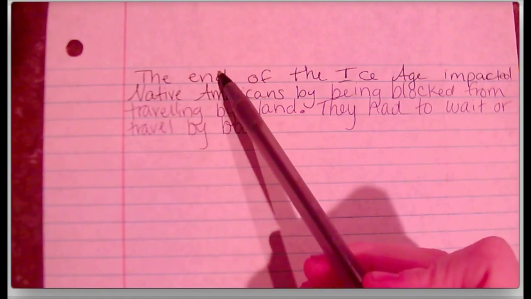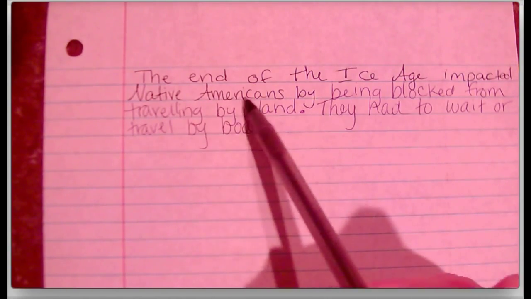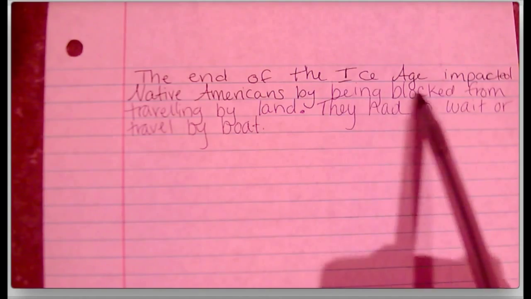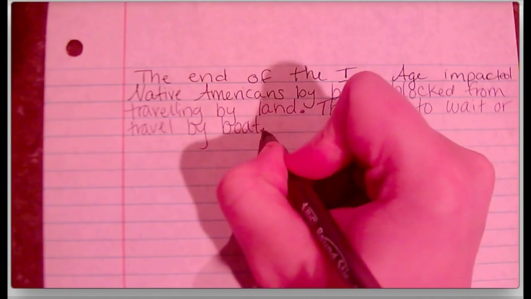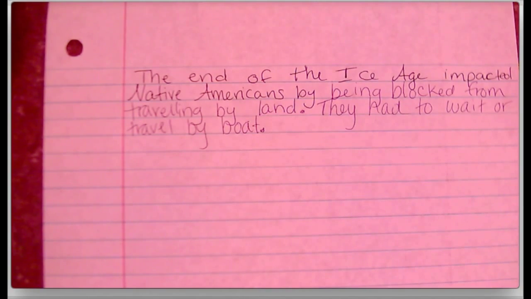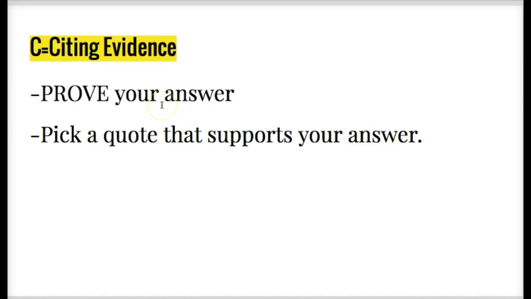So we have my restated, the end of the Ice Age impacted Native Americans by, and now my answer, being blocked from traveling by land. They had to wait or travel by boat. That's kind of a summary or a main idea of the reading I did. Just make sure when you're citing evidence, you are proving that answer. So that answer is just like the assertion column that I had for you, and you had to find a citation for that. That's exactly the same thing. Just instead of being given the claim or the argument, you have to make it yourself when you answer the question.